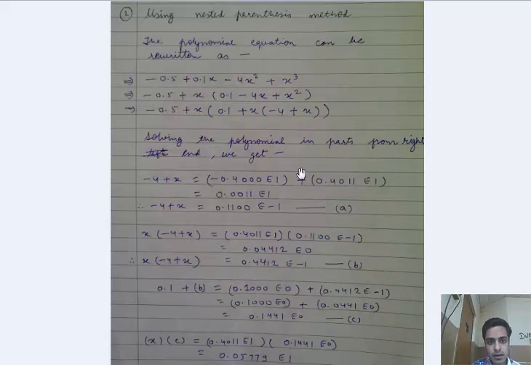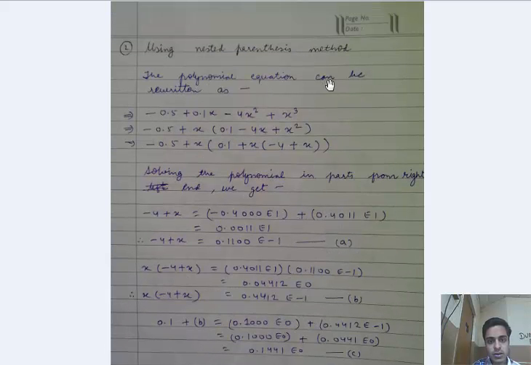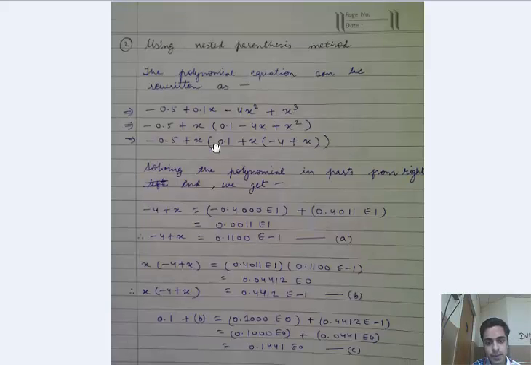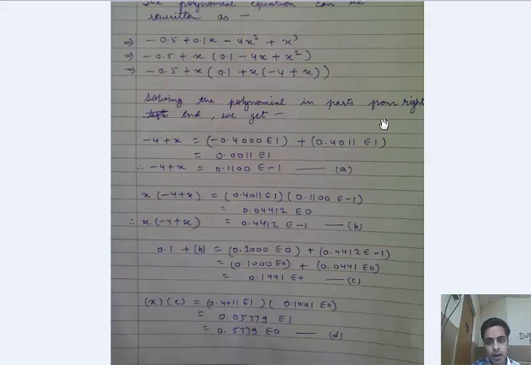Now the second method, that is nested parenthesis method. The polynomial equation can be rewritten in the form as you can see: minus 0.5 plus x times of 0.1 plus x times of minus 4 plus x. Solving the polynomial in parts from the right end, we get minus 4 plus x. The value of minus 4 plus x is 0.1100 e-1.